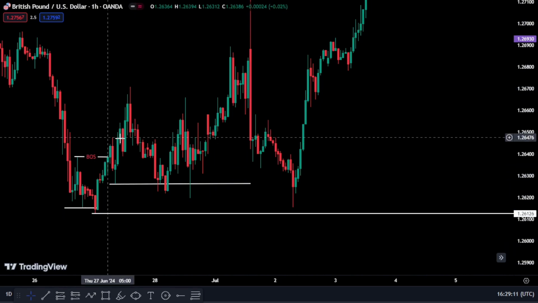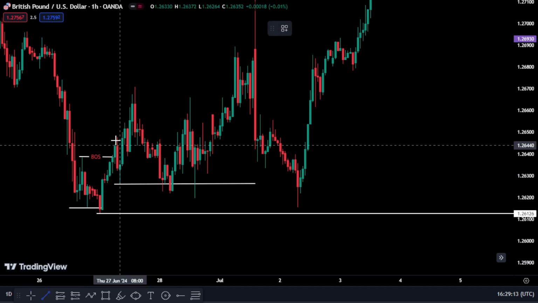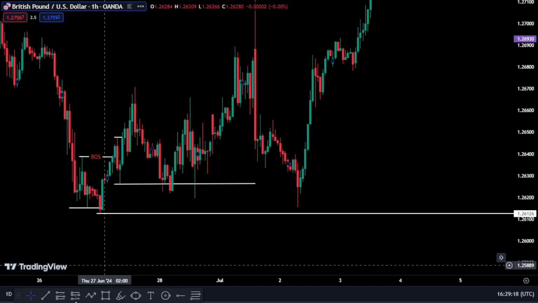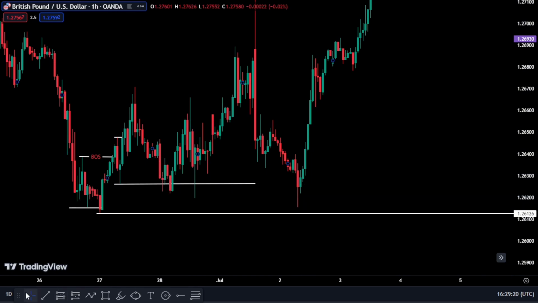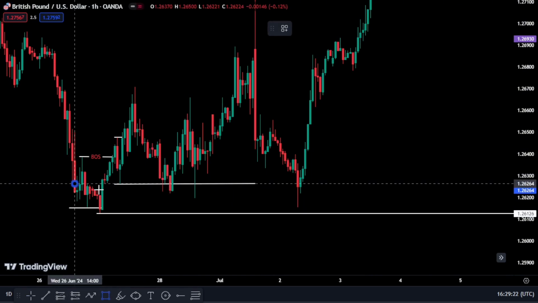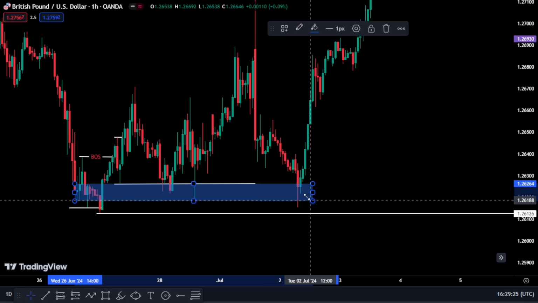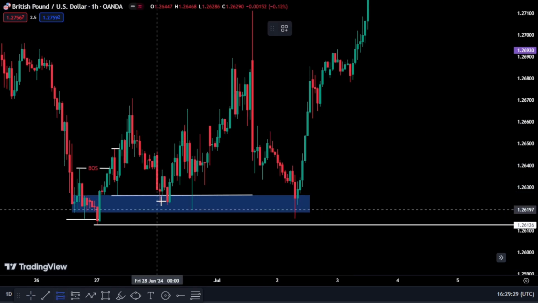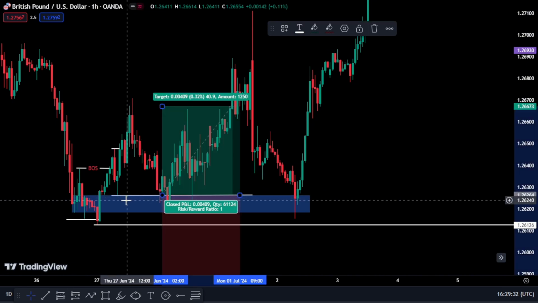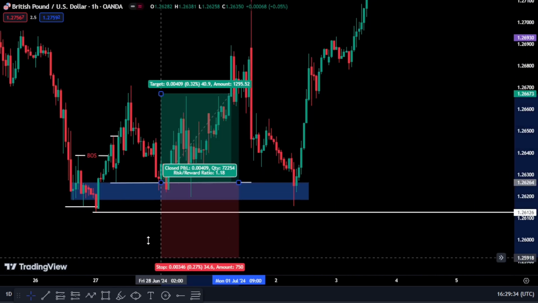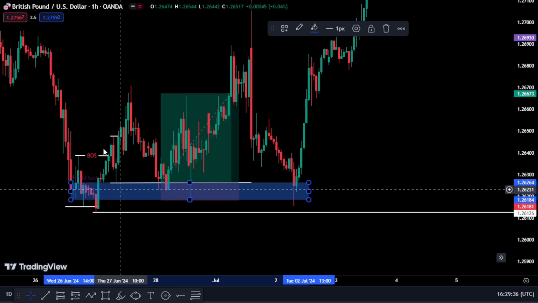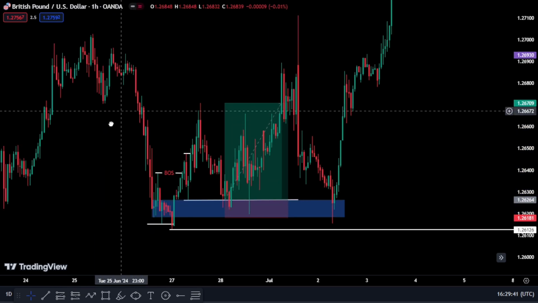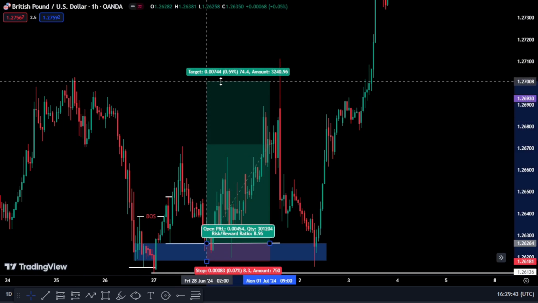We have our second break of structure, and then the market traded back into our POI. You can see, like I said, you enter upon confirmation on the smaller time frame. Your stop loss just slightly below. Your first target should be here, and then your second target just like that.